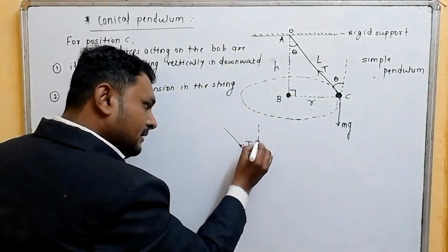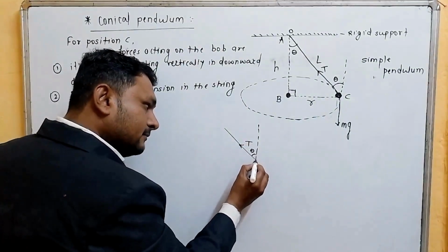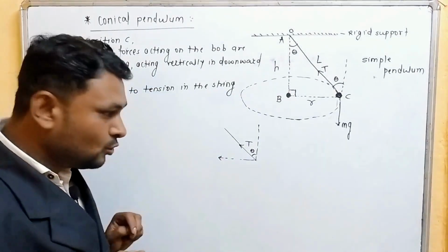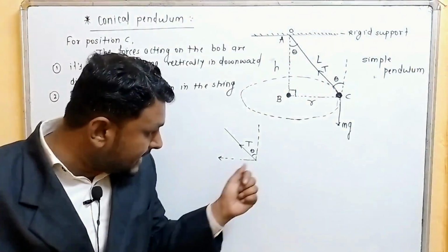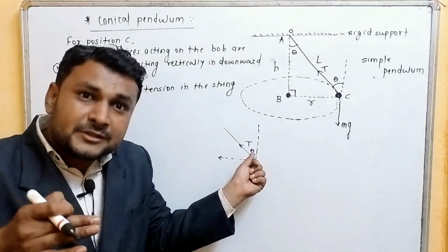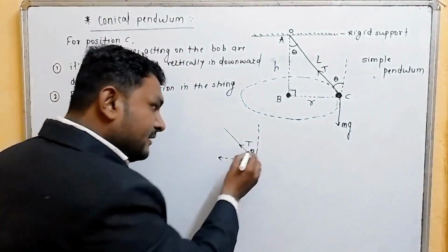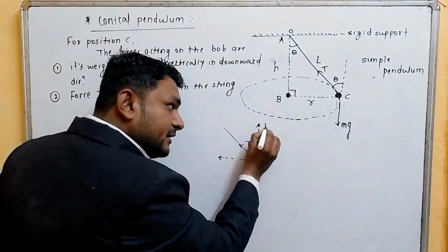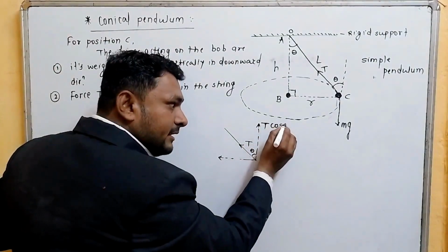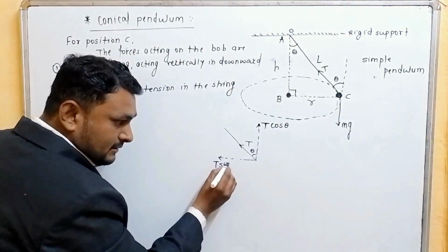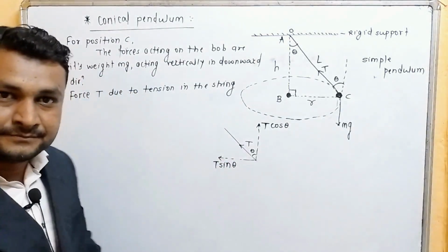So this angle will be theta. So we need to resolve this tension into two components. Always remember that the angle theta with respect to the axis is always cosine. It means that we will represent this vertical component as T cos theta, and the second axis we will represent as T sin theta.